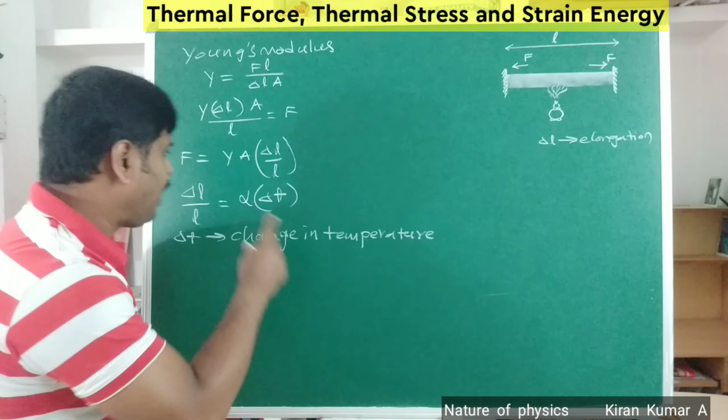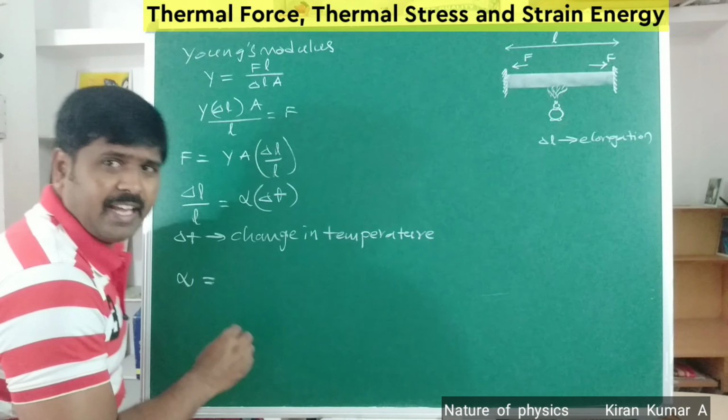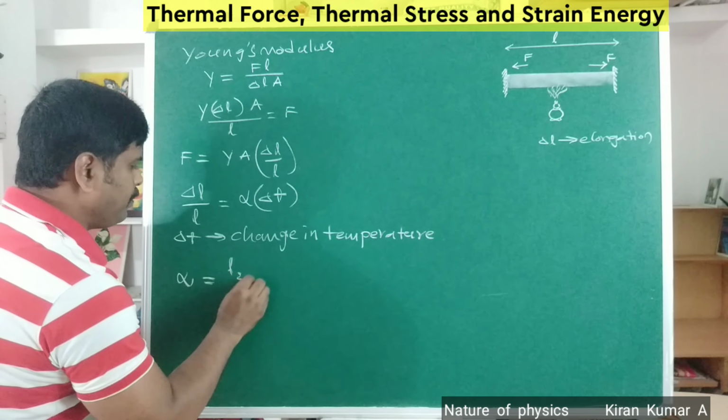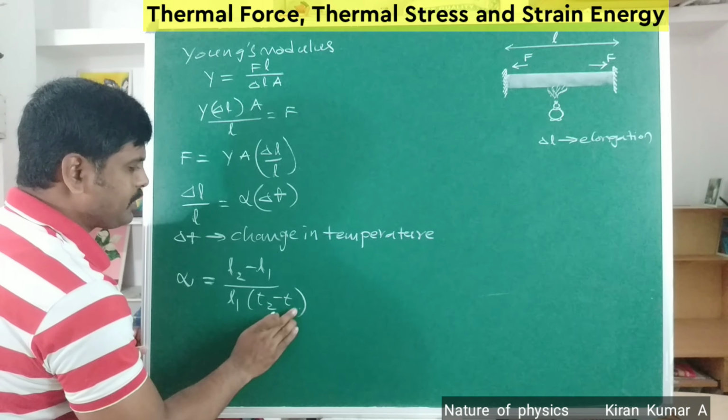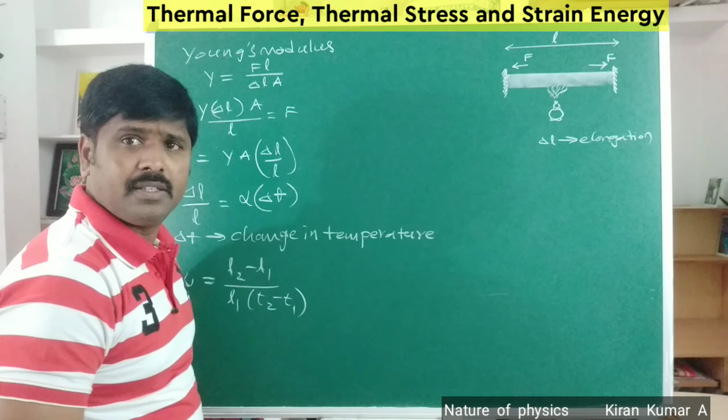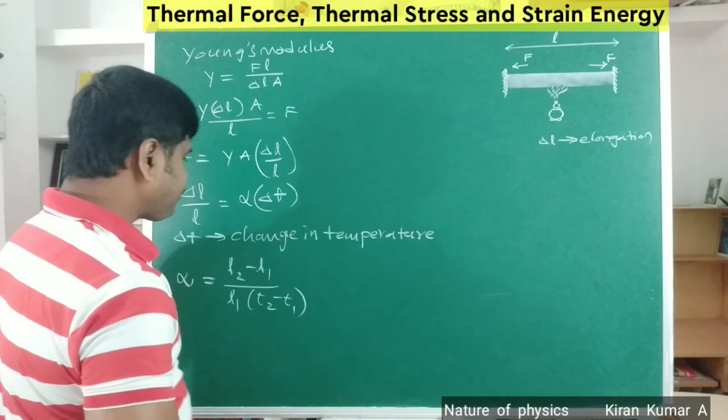So the basic formula: alpha is the coefficient of linear expansion, that is (L2 minus L1) divided by L1 into (T2 minus T1). See, from this equation we can write alpha is equal to delta L divided by L into delta T. So I wrote delta L by L is equal to alpha into delta T. We can write delta theta also. Okay, so we got this relation and replaced it in the above formula.